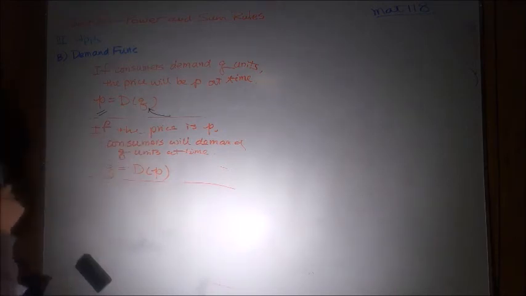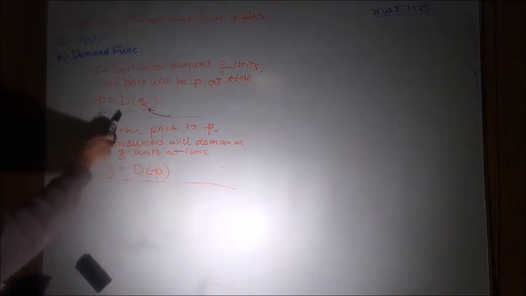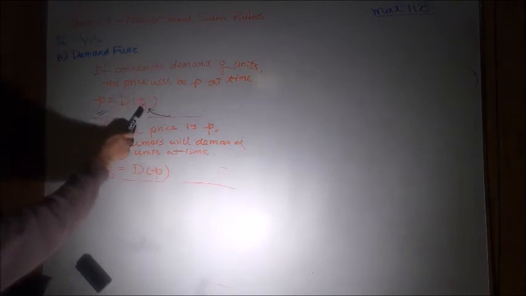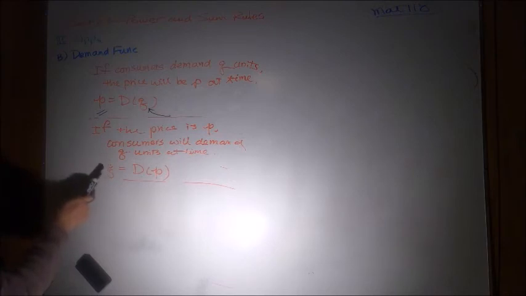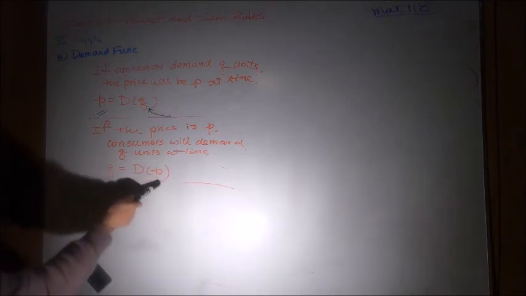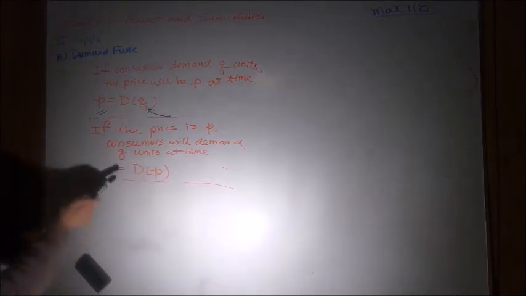So you can write it either way. Price is according to Q, or the quantity is according to P. That's what it's saying.